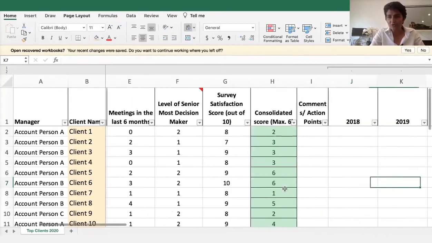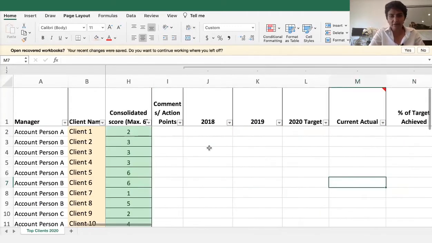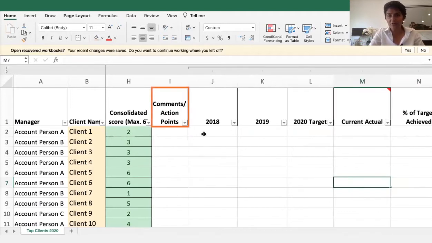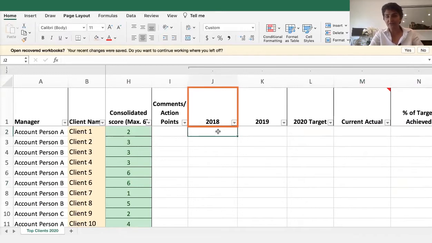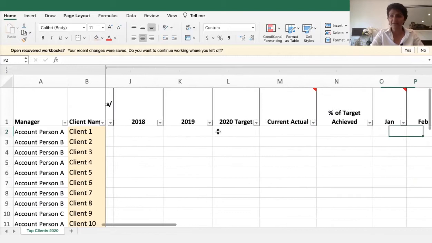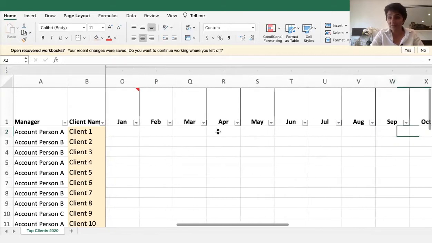And then you will also see, I have built in here, obviously, the comments and action points. And then we are also trying to track how the account is growing. So 2018, what was the score? Like what was the revenue? 2019, what was the revenue? What's the target for 2020? What's the current? The current is being derived from the monthly performance of these accounts.